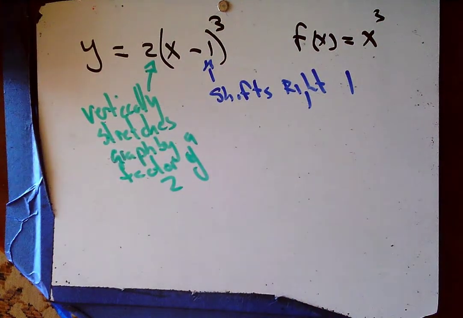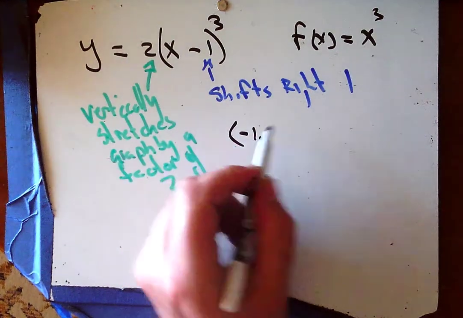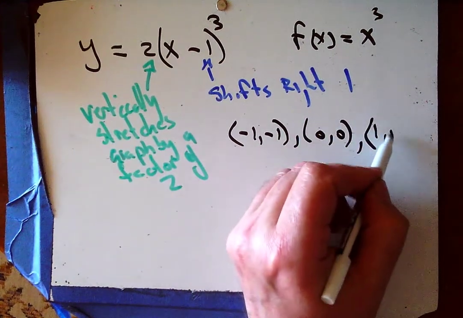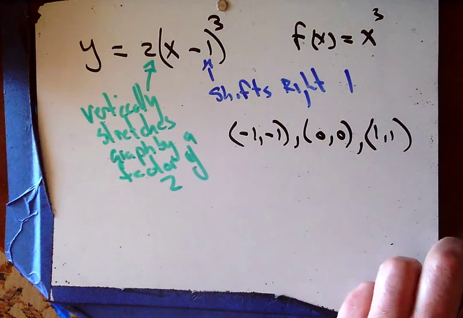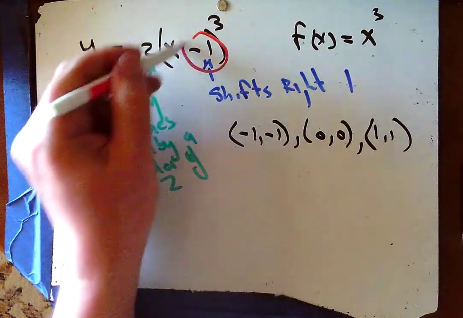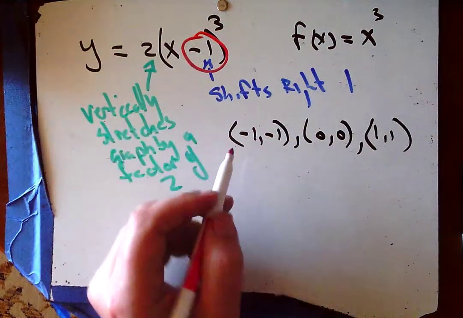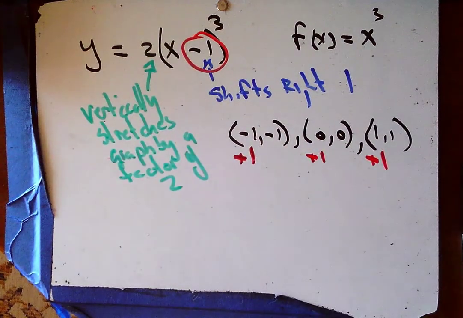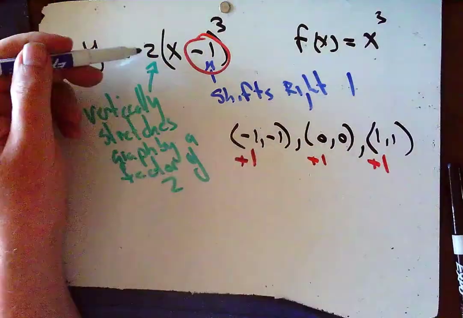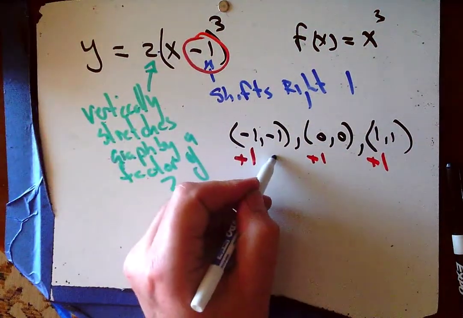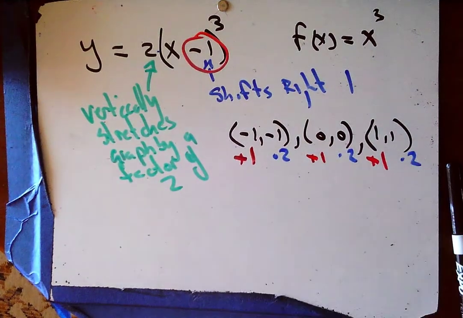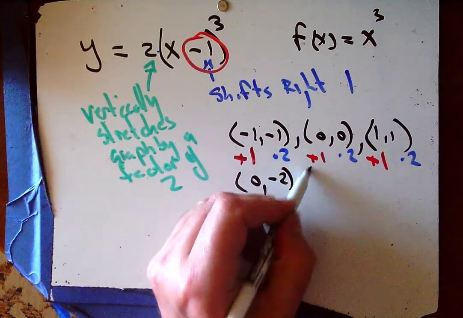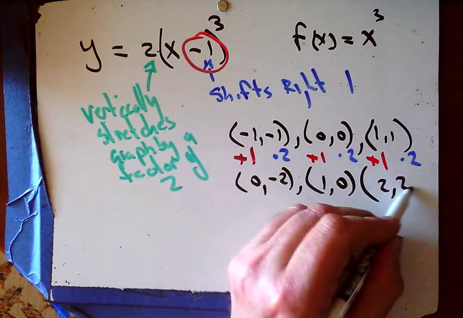How will I graph this? Well, I'm going to start with my reference points. Remember, the reference points for x to the third are these. But I have to carry out these transformations. So this is inside. It affects the x's. Inside is opposite land, so I'm going to subtract a negative 1 or add 1 to all the x's. And then here, I see this c value outside the function attached with multiplication. I'm going to multiply all the y's by 2. So my new points, the points on my transformed function, will be 0, negative 2, 1, 0, and 2, 2.